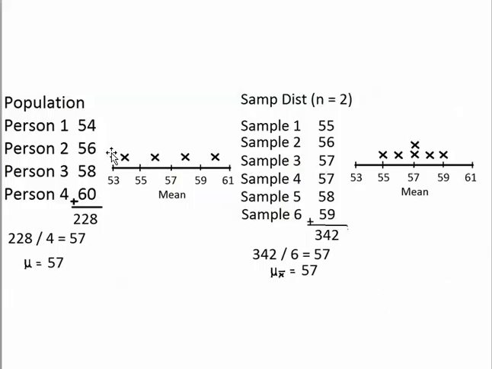Here we can see the 4 population members. Here we can see the 6 sample means of all possible samples. And we can also see that this is the mean of the population at the center. The mean of the 6 sample means, 57, is also at the center point of the possible samples. I said that these underestimate, these overestimate.